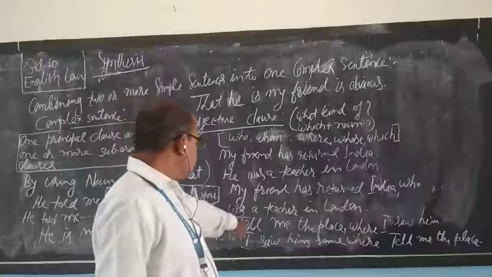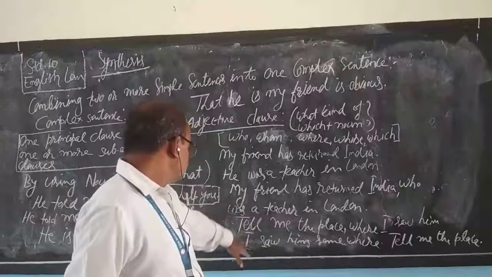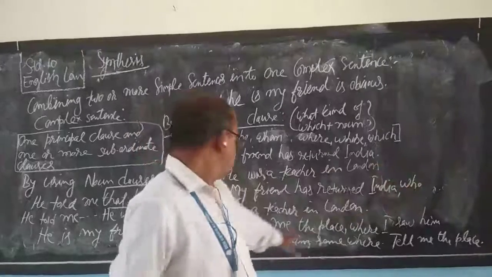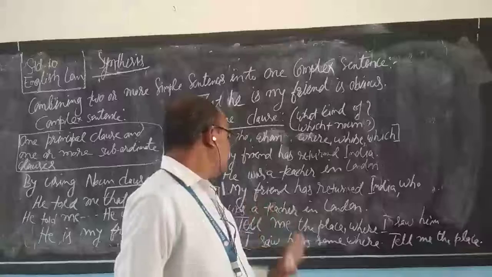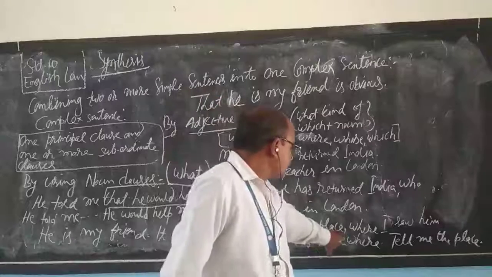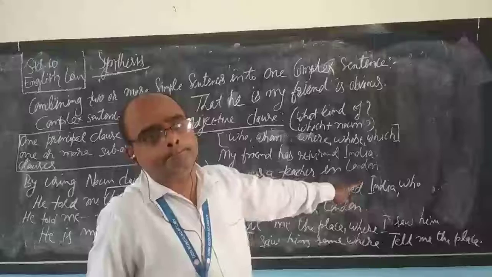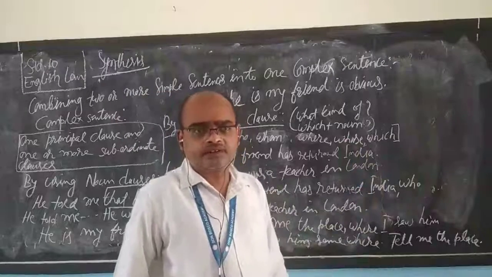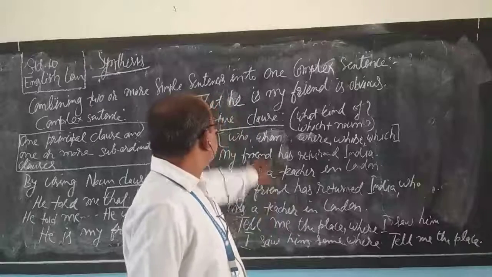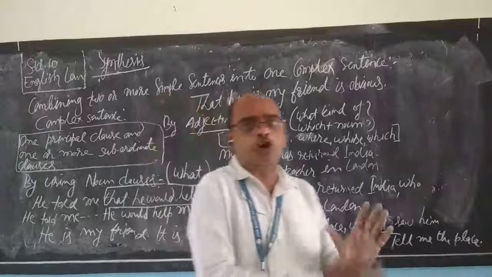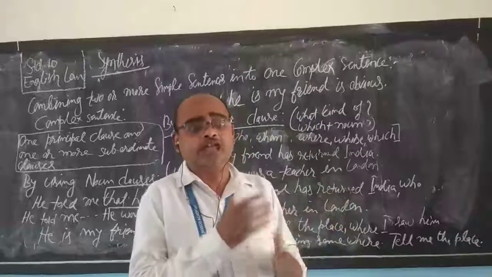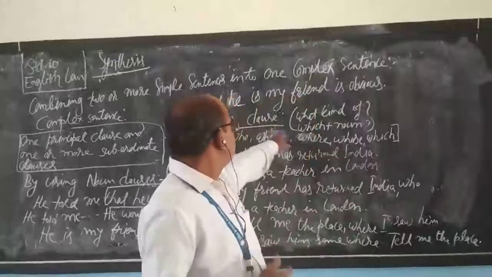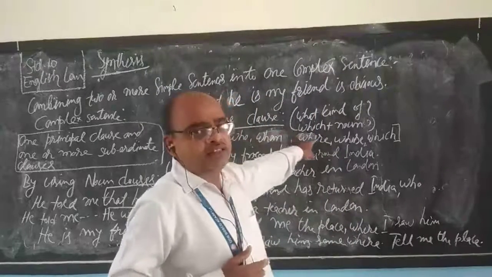Now the second one. I saw him somewhere. Tell me the place, please. So: tell me the place where I saw him. In this way you have seen that you can join two or more simple sentences into one complex sentence by using an adjective clause as well.